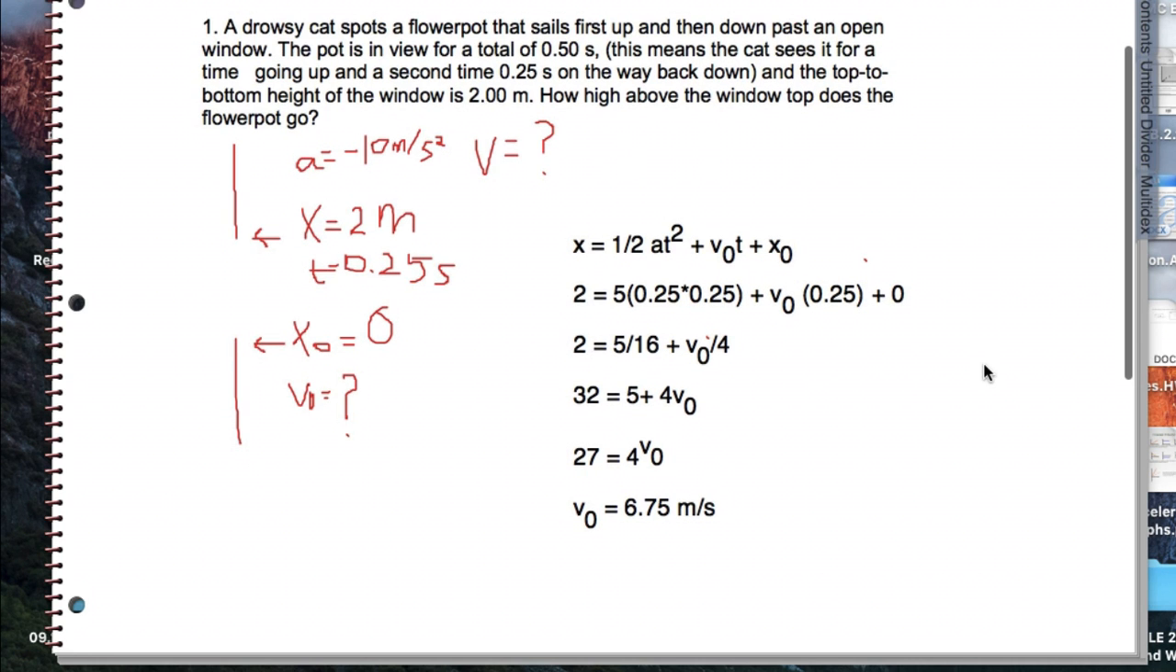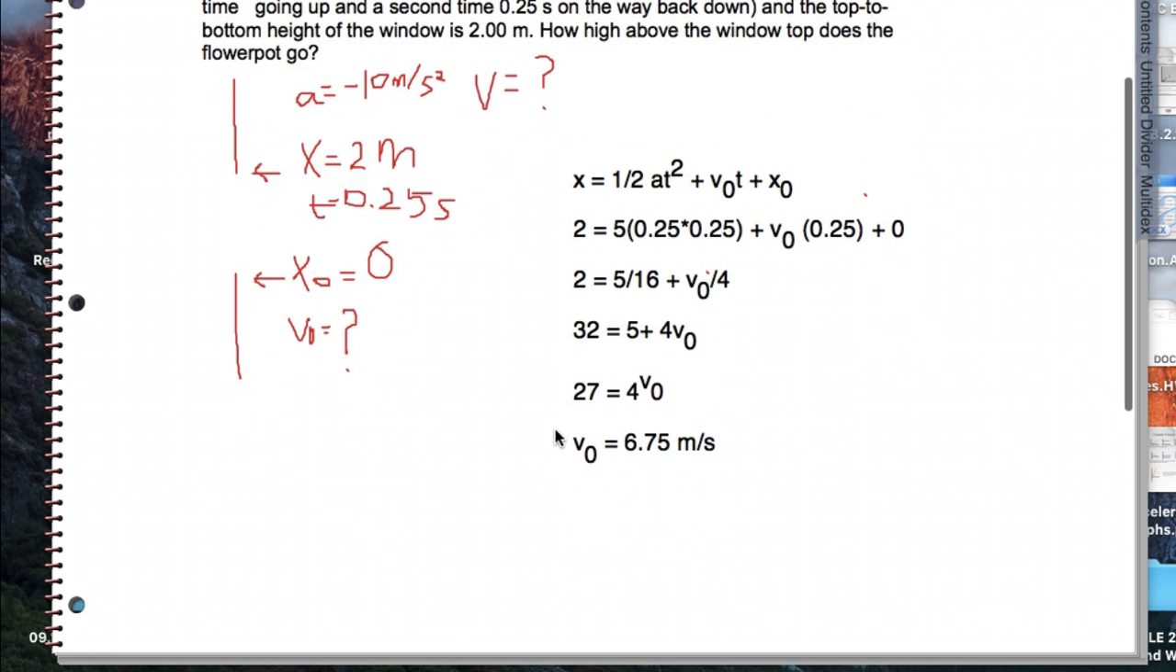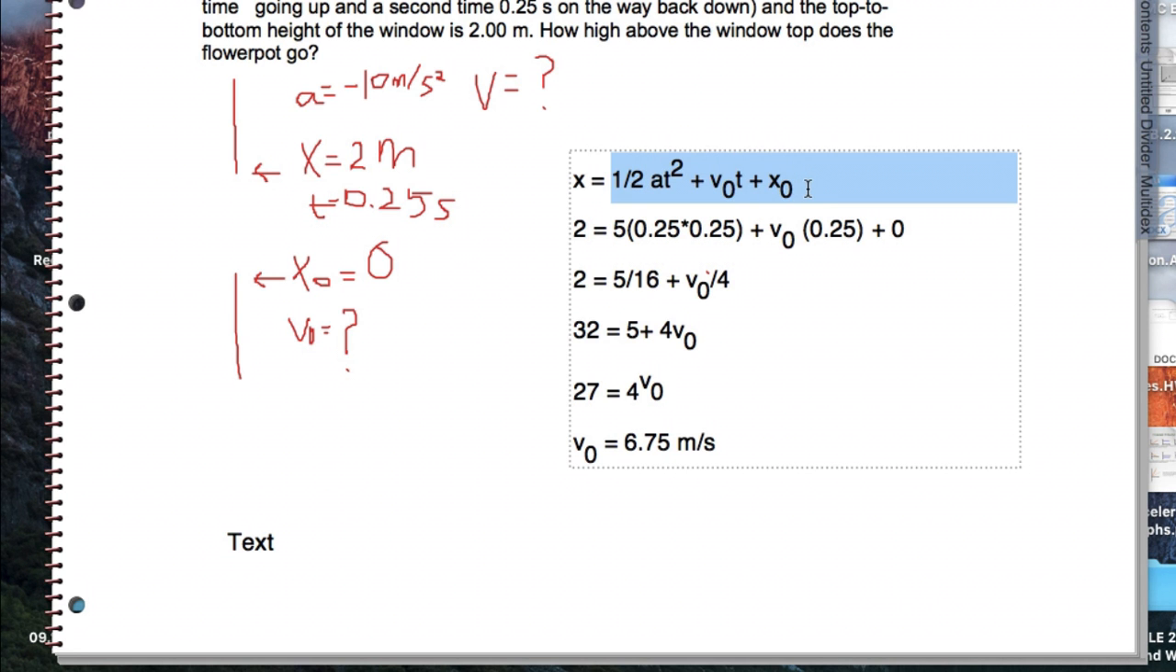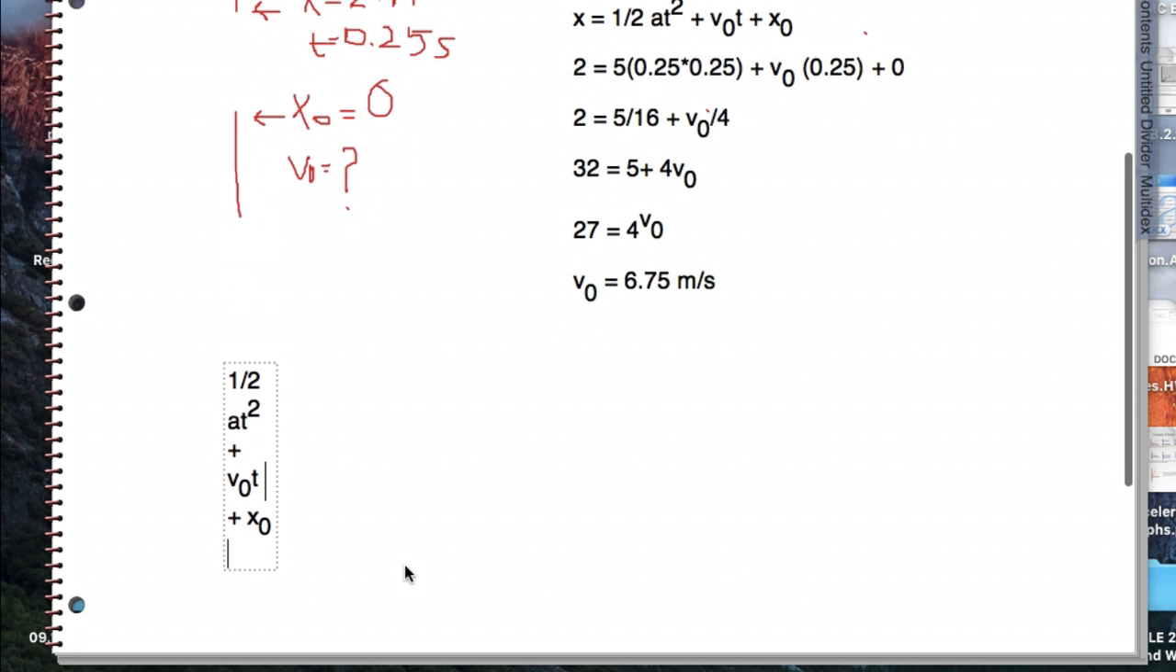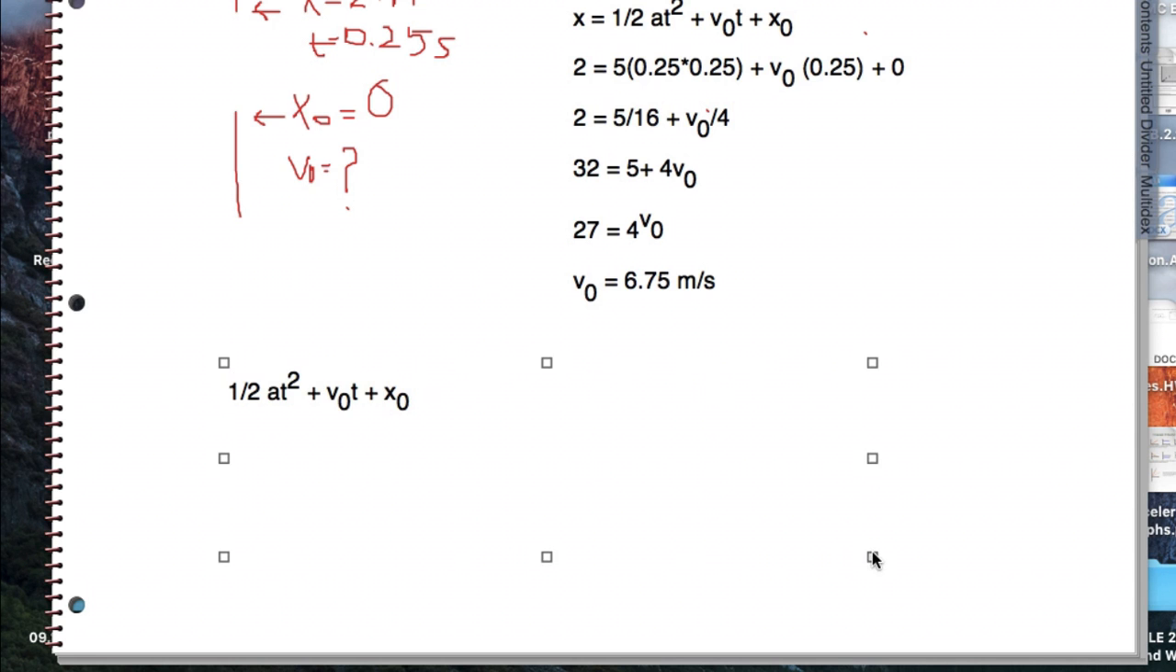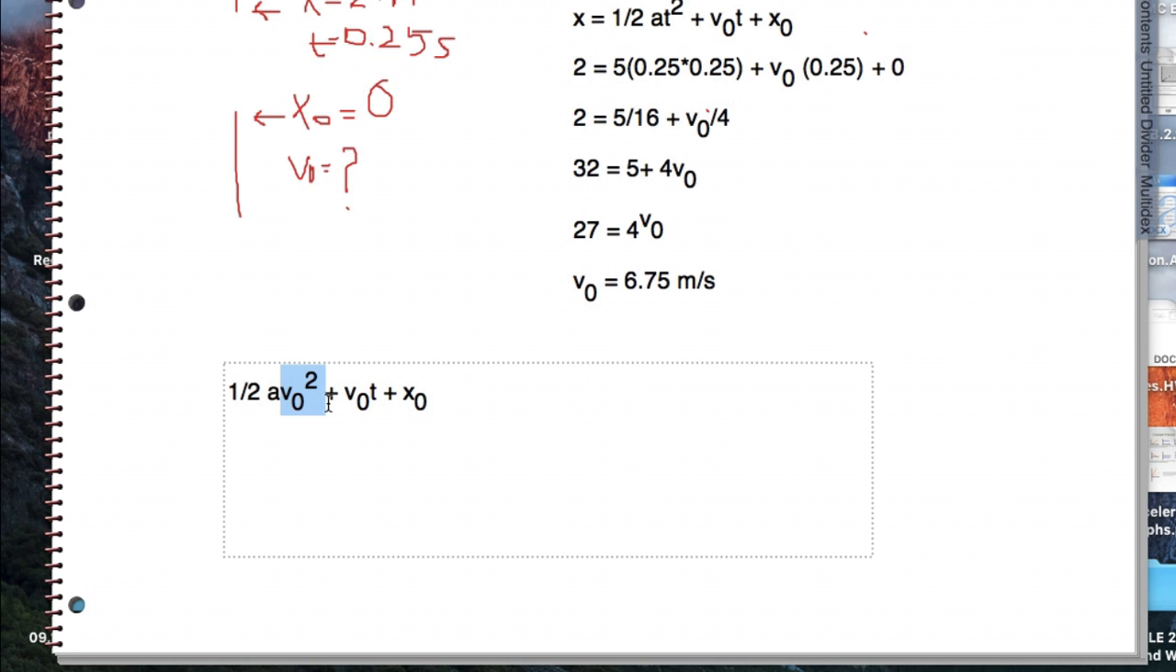All right, now let's find how high above the window the flower pot goes. So this is our launching speed into the air. Let's just calculate how high something would go with this launching speed. I'm going to use the following equation, basically, where we have V squared.